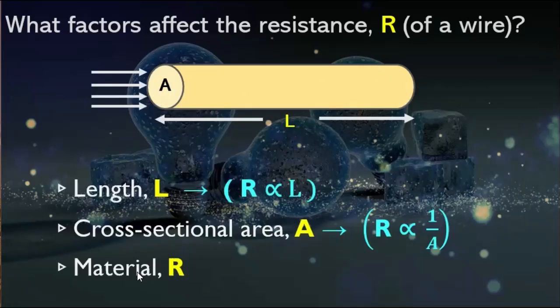And cross-sectional area is inversely proportional to resistance. The bigger the area, the lesser the resistance. So, kung magkadako ang diameter sa atong wire, magkagamay ang resistance kay makamove freely raman ang electrons. Material, of course, it will affect the resistance of a wire.